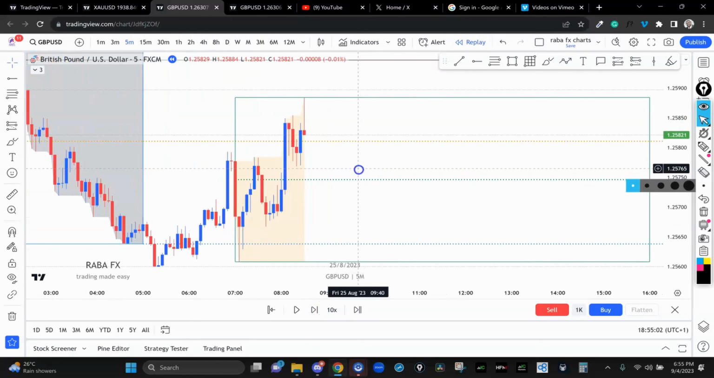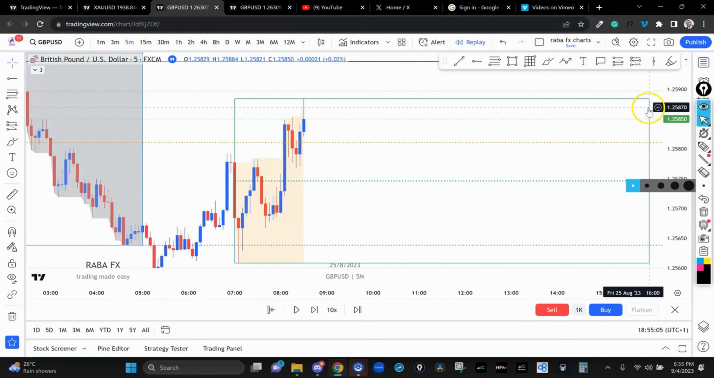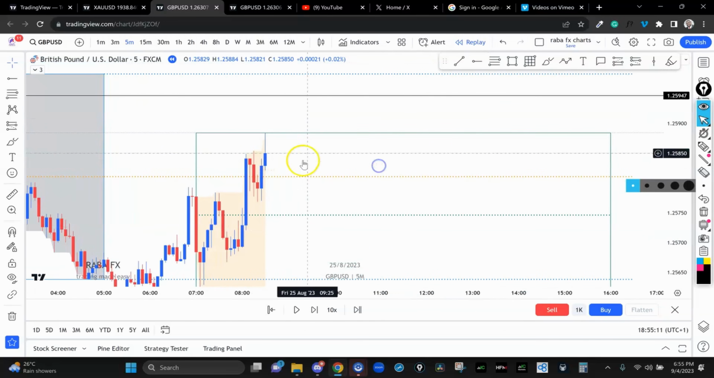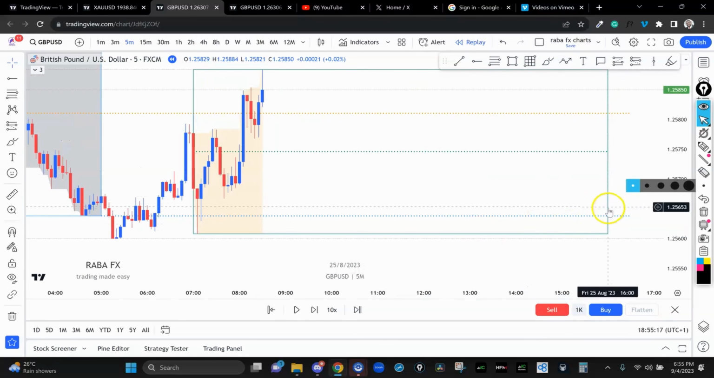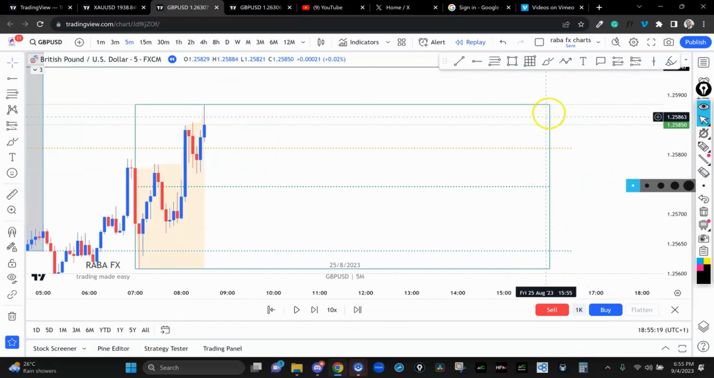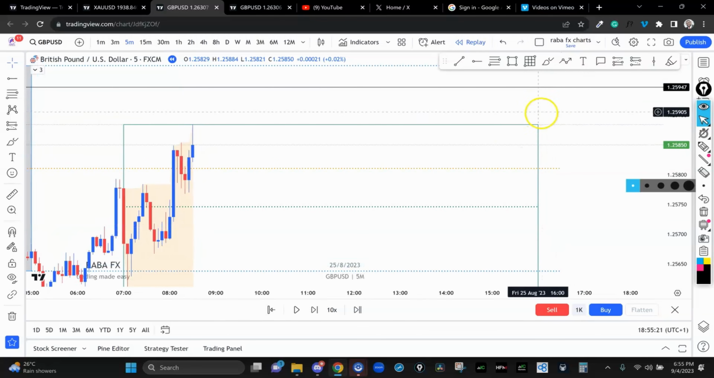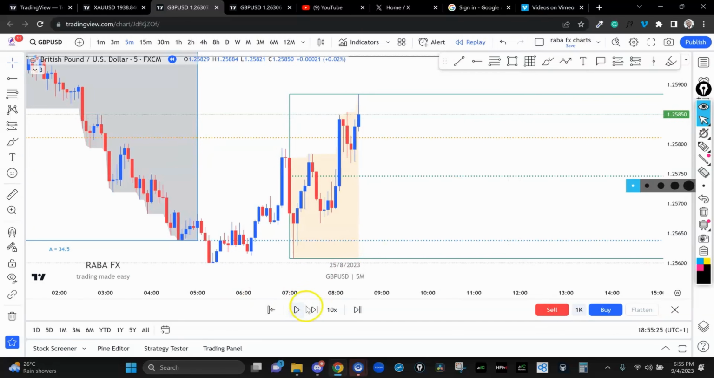We have the London session. This is where it will end. You want to make sure that the price rejects or breaks this line or the line below within this London session. But if it happens after the London session, then you do not take that trade. So let's continue.